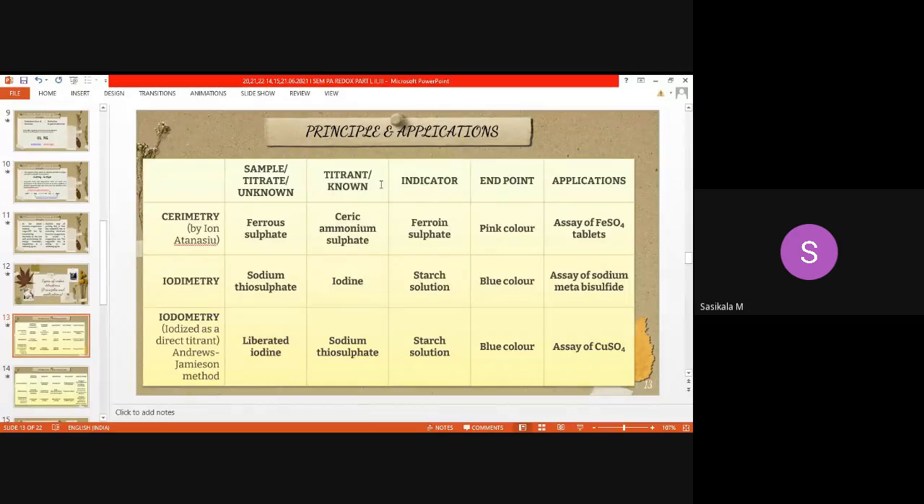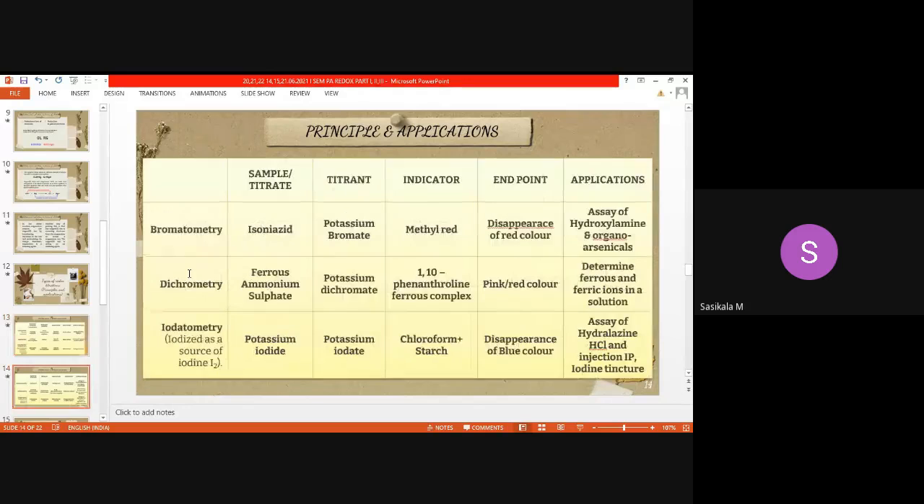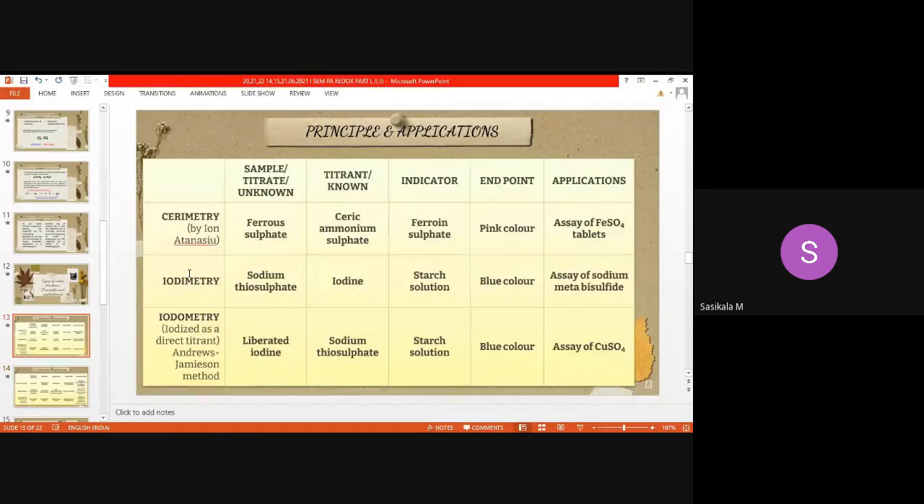Then what indicator is used in each kind of titration, what is the end point, and what are the applications, that is, what kind of substances or drug products can be analyzed or assayed by the particular titration method. So we are going to see the differences in what titrate we will be using under each category. Now you know the categories: cerimetry, iodimetry, iodometry, bromatometry, dichrometry and iodatometry. These 6 categories we are going to see.